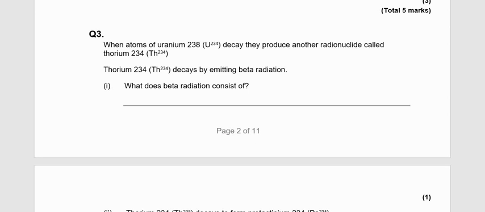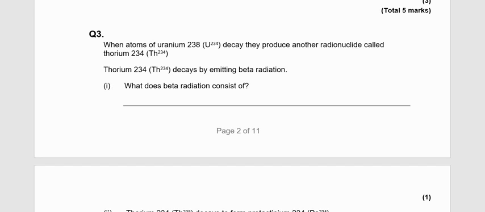Question 3 starts out very, very simply with the definition of beta radiation. Beta radiation consists of an electron. You might have added extra detail and said it consists of a fast-moving electron. That's good, but not required to get the single mark.